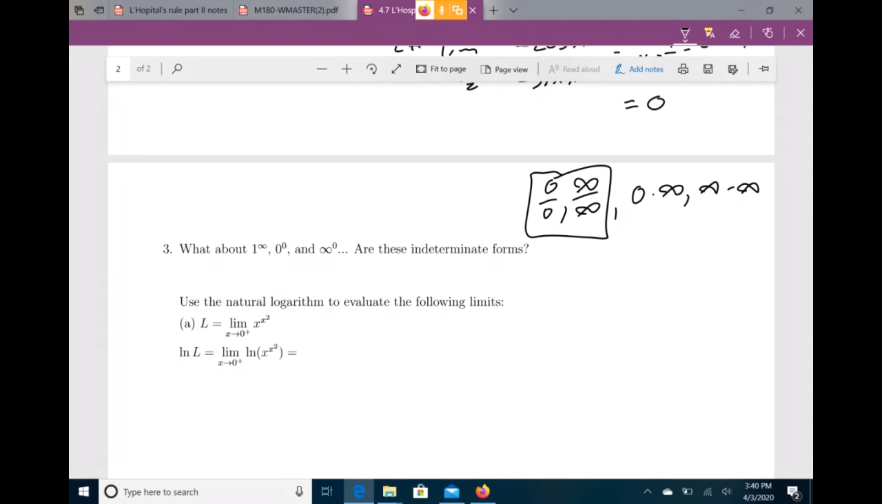All right. There are other indeterminate forms: 1 to the infinity, 0 to the 0, infinity to the 0, and it should really be 0 to the infinity as well. So these are also indeterminate forms, and you work with these using logarithms. Basically, it's the same steps we did with logarithmic differentiation.